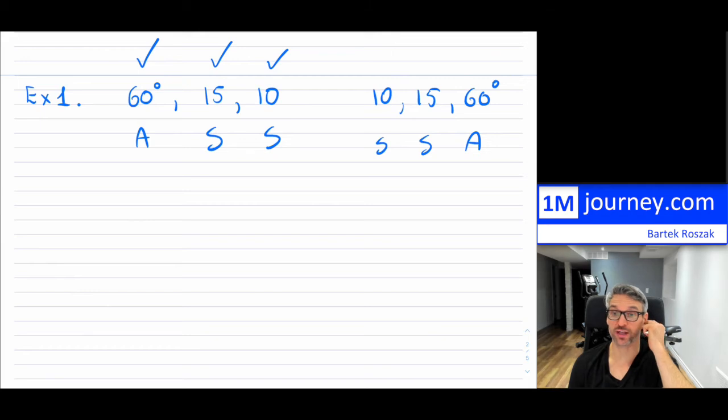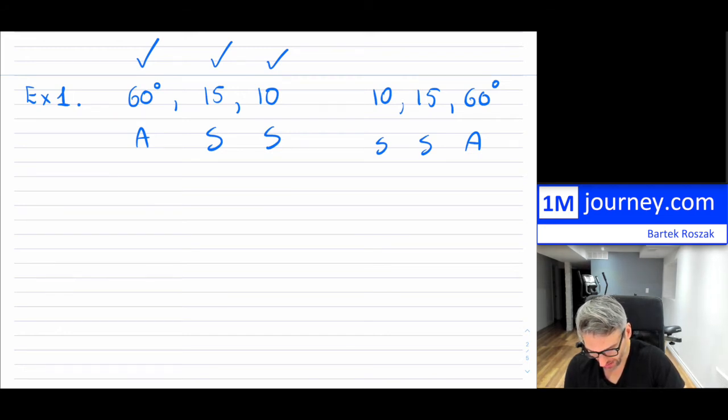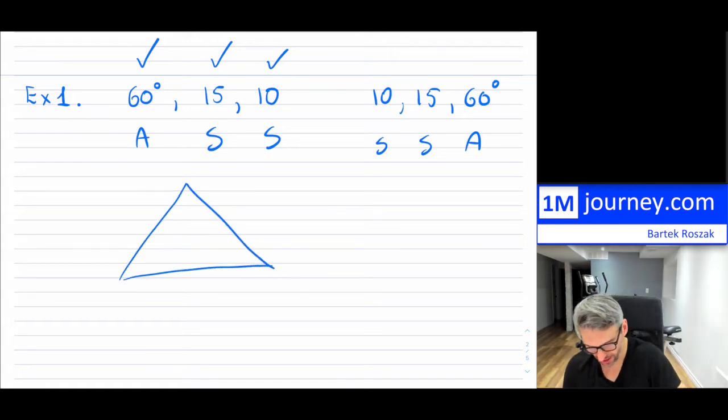Now, of course, you have to label them according to what is given. So, for instance, if I'm going to be constructing this triangle, I don't know exactly how it looks, so I would draw this out. I just draw myself an arbitrary triangle, and it doesn't matter where you put the 60. I like to put the 60 here.